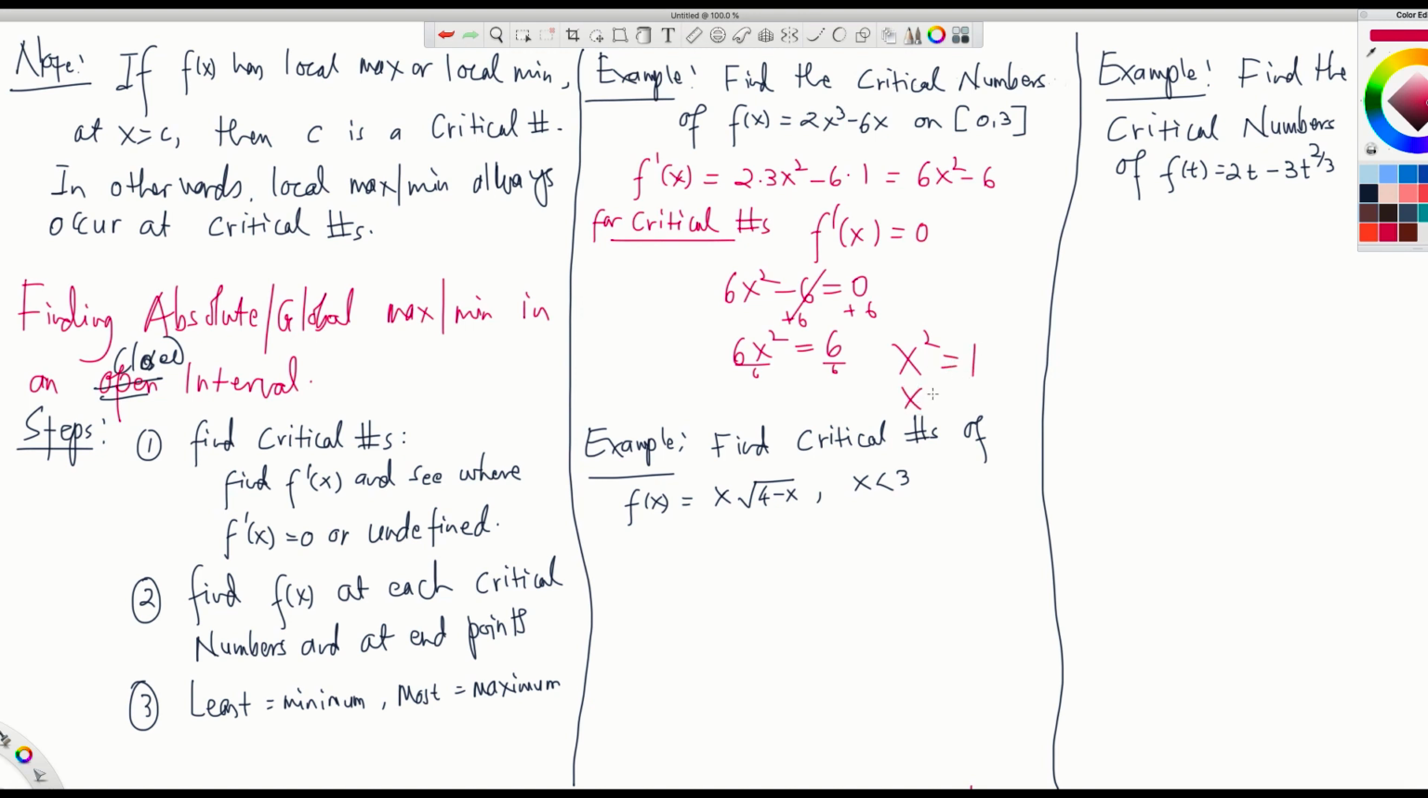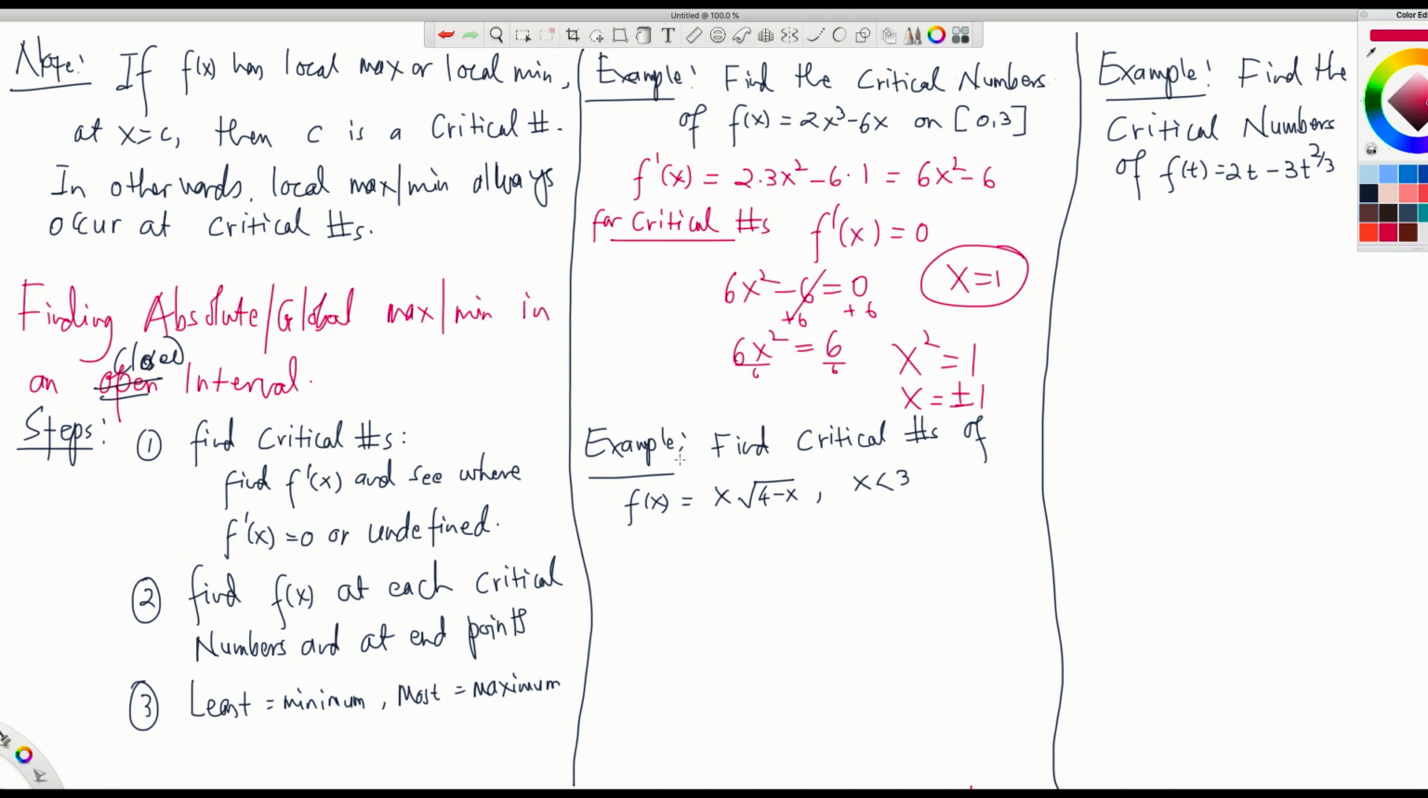So what is the x value? x will be plus or minus 1. But the interval given here is only between 0 and 3. So the answer must be x equals 1 only, because x equals negative 1 is outside the given interval. That's why we pick just 1. Otherwise it would be plus or minus 1.